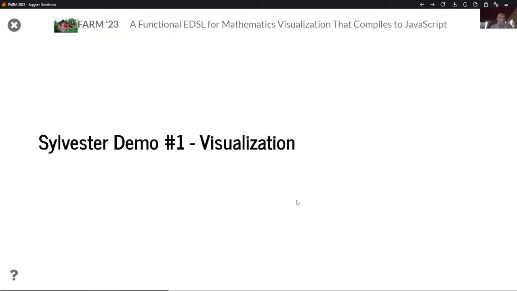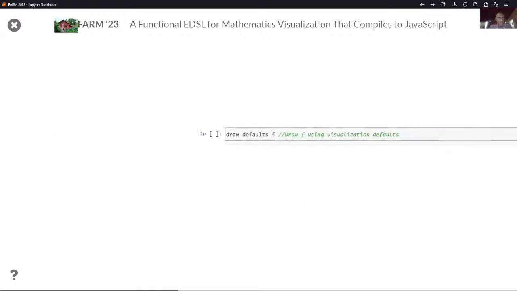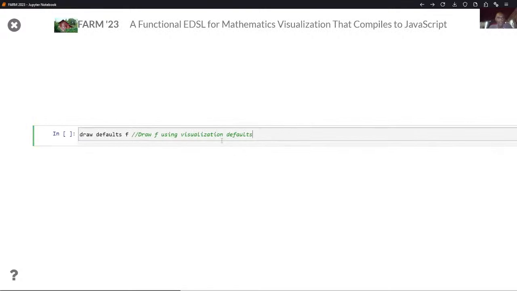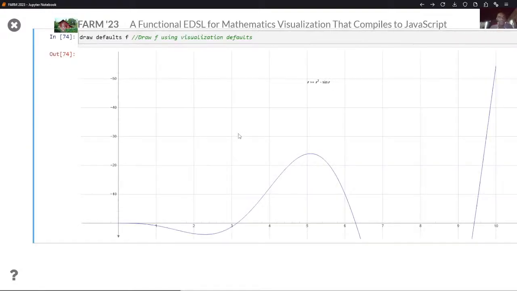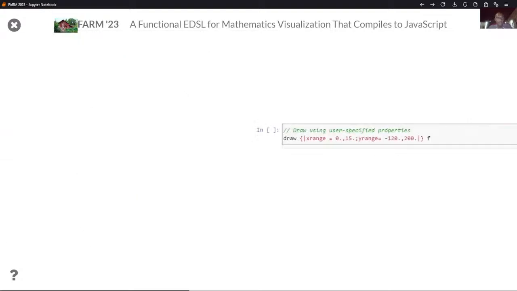Okay, so we looked at the symbolic and the logical operation of Sylvester. So let's look at the visualization aspect of Sylvester. That's what we're going to focus on today. Here we just want to visualize the function that we defined before. We just want to visualize f. This is how we visualize functions in Sylvester by default. We just use a simple draw command, and we say we want to use the defaults.